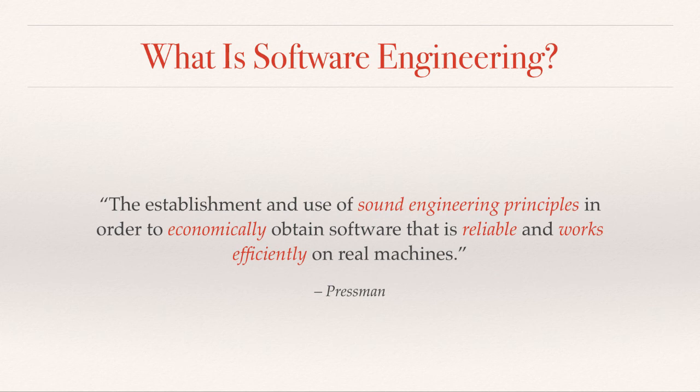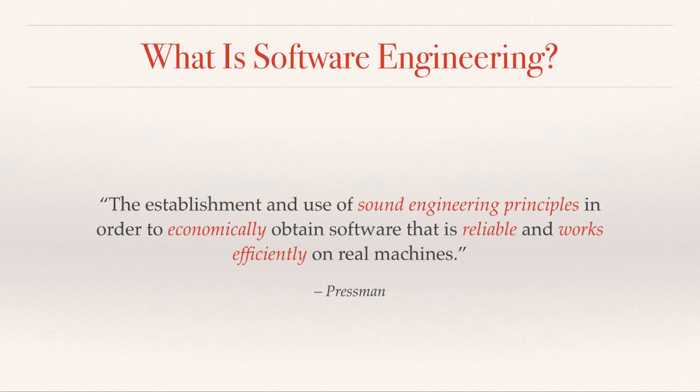Here's one from Pressman. It says that software engineering uses sound engineering principles. Okay, that makes sense. It's called software engineering, so it makes sense that you're going to apply engineering principles. And then it goes on to say that the product you develop should be economical to develop, reliable, meaning that the software does what it's supposed to do, and efficient, meaning it should run at a reasonable speed.